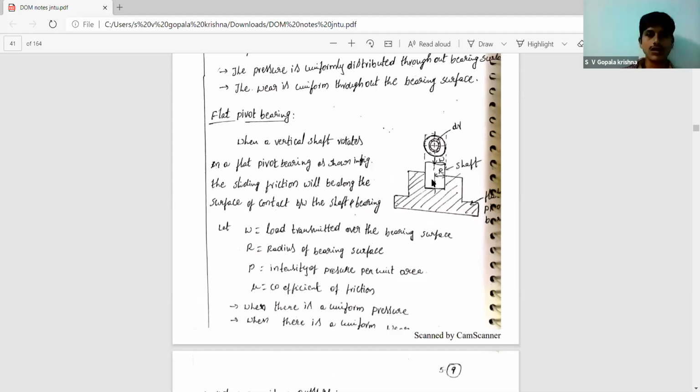it also follows the two conditions: when there is a uniform pressure, and when there is a uniform wear. So now, first condition, uniform pressure.